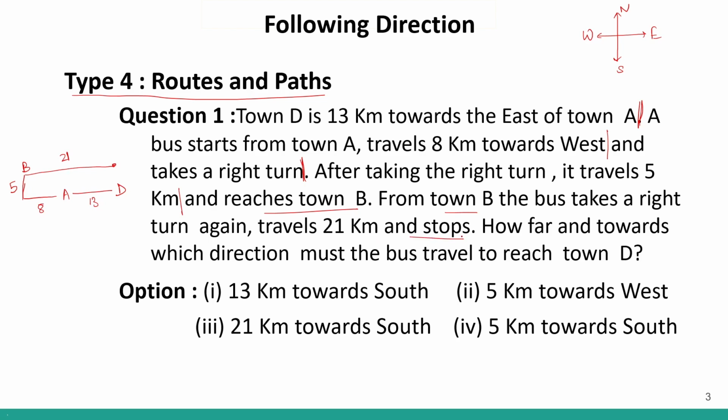We have to find out how far and towards which direction must the bus travel to reach town D. So very clearly the direction is towards south. So we have to travel towards south to reach D. Now the other part of the question is how much. We can clearly see that if B and this point is 5, then D and this point will also be equal to 5 kilometers. So our answer will be 5 kilometers towards the south, which is option number 4.